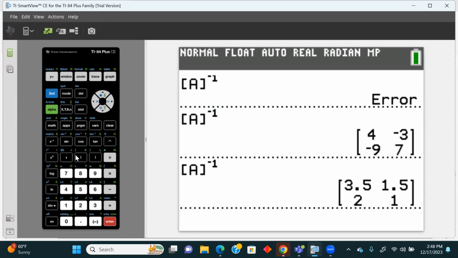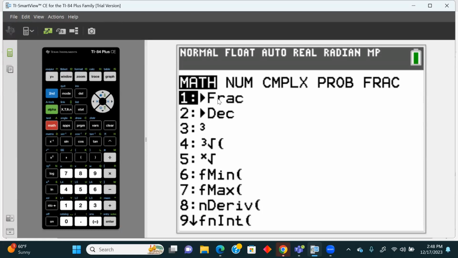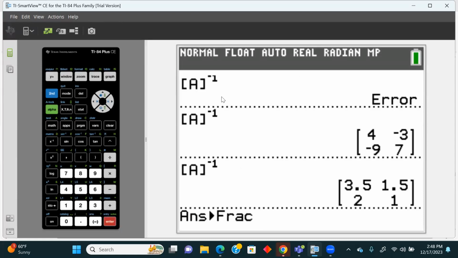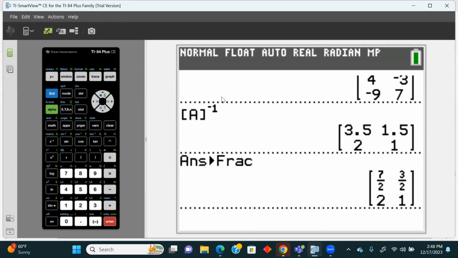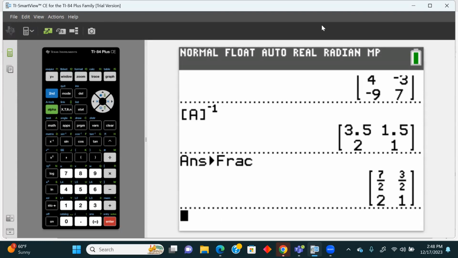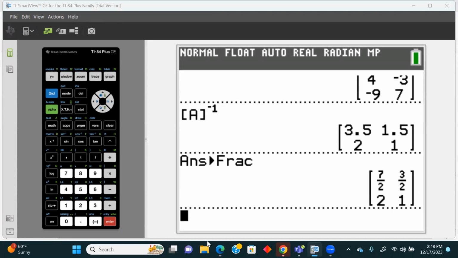If they want fractions, which is more than likely what it's going to be, you're going to hit the math button. It's already highlighted where you take it and convert it to a fraction, so you hit enter. This says it's going to take the answer, convert it to a fraction, you hit enter. So if you need the fractional results instead of the decimal, you can do that to get it in the correct form.